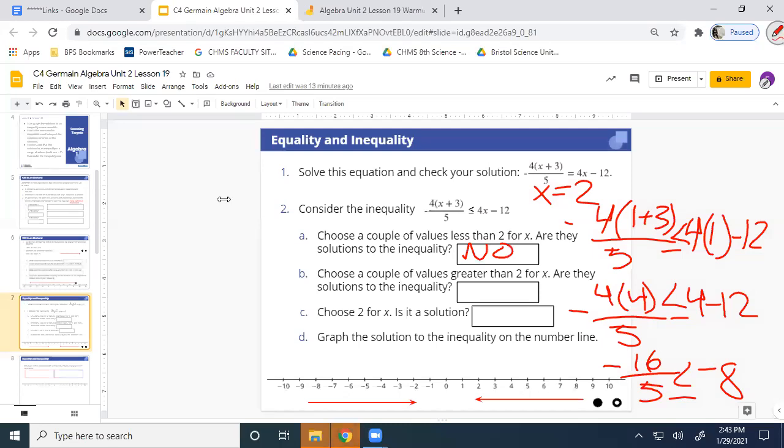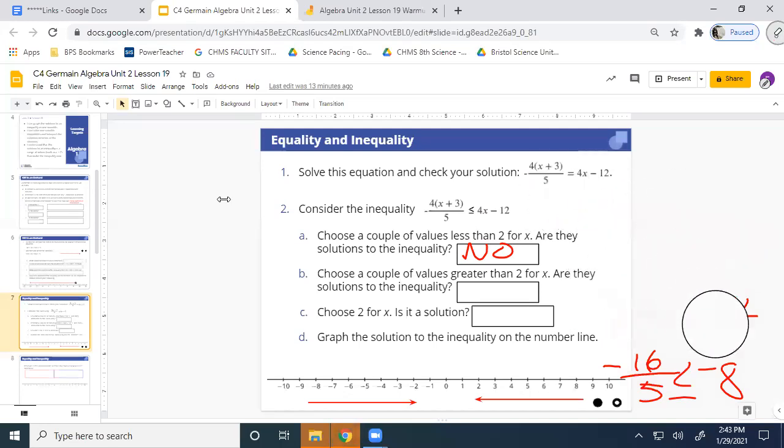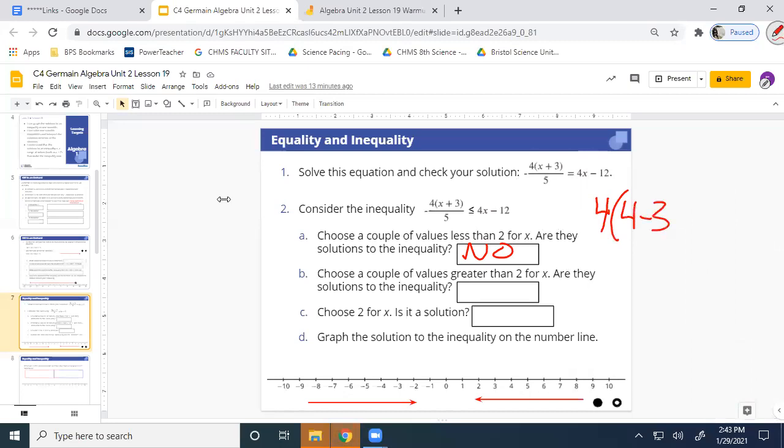Now we have to do the same thing, but we're gonna plug in a number that's larger than 2. What's your number that's larger than 2? 3. Why not 4? Because it's bigger. Oh, okay, fine, we'll do 4. So we're gonna do 4 times 4 minus 3 divided by 5, negative, is less than or equal to 4 times 4 minus 12.